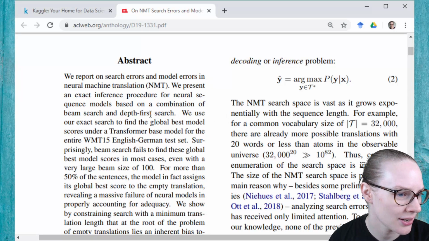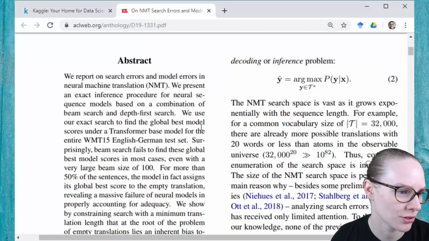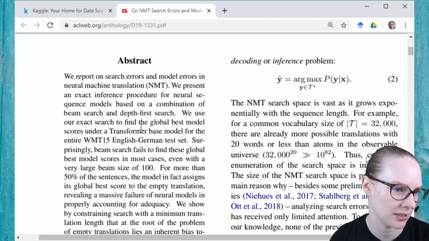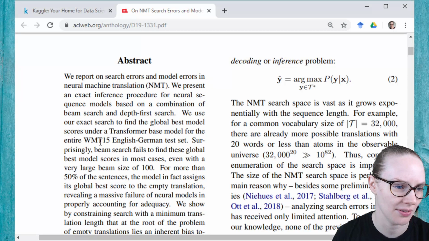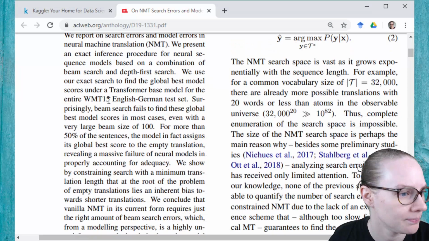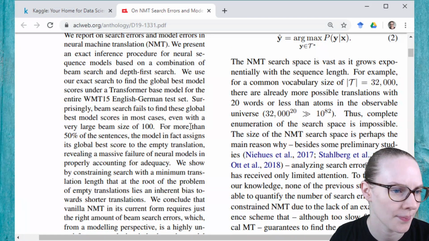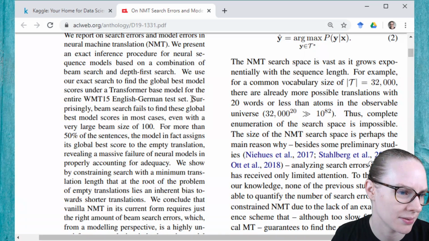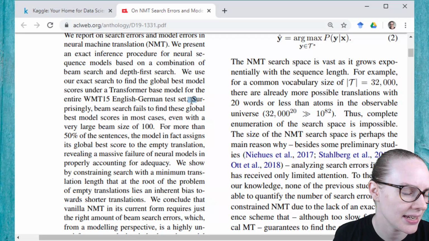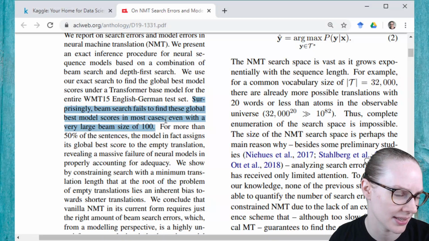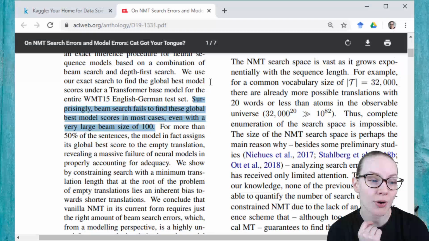We use our exact search to find the global best model scores under a transformer-based model for the entire WMT15 English-German test set. It's a machine translation data set. Surprisingly, beam search fails to find these global best model scores in most cases, even with a very large beam size of 100. This is pretty surprising.